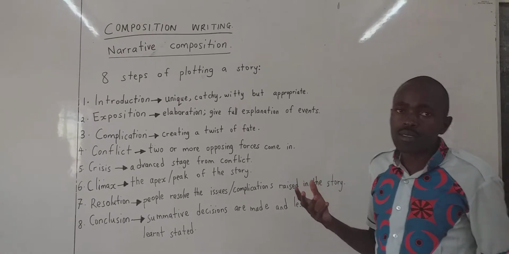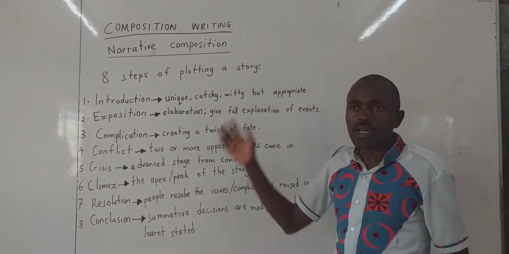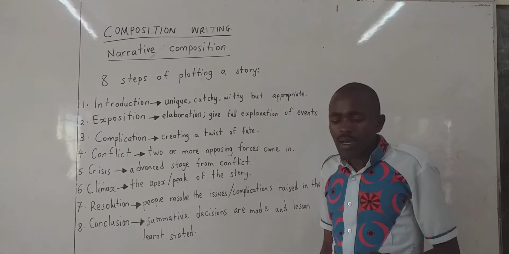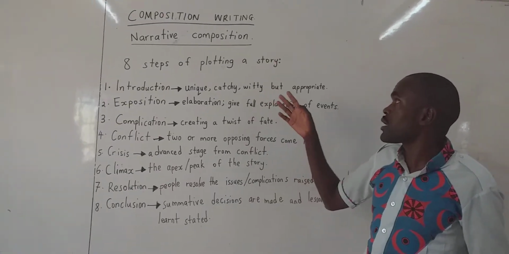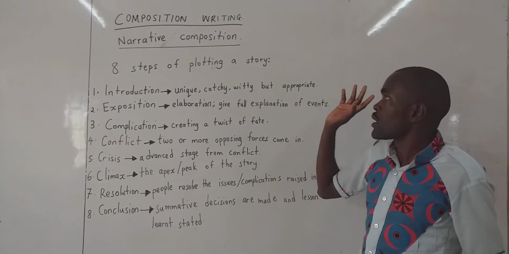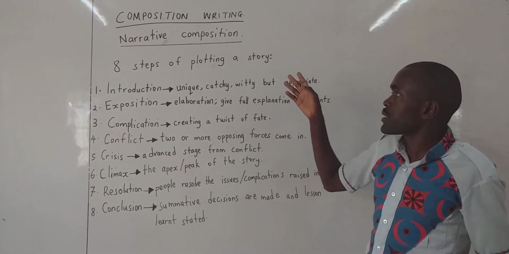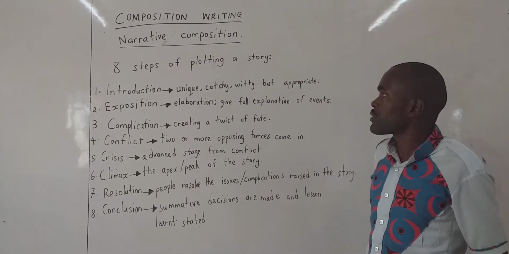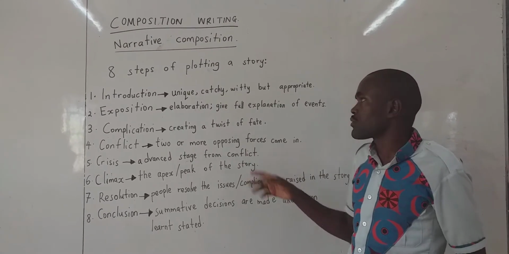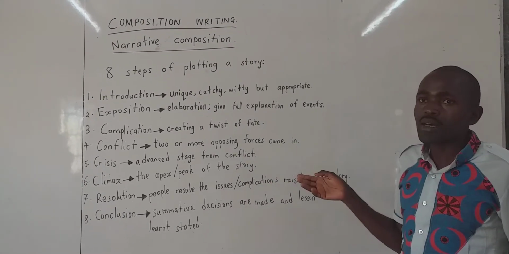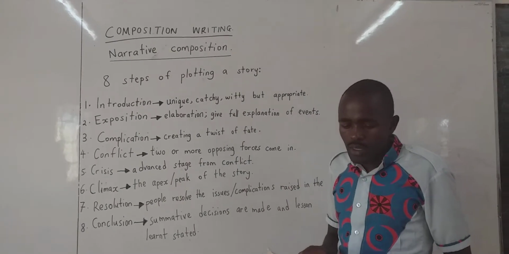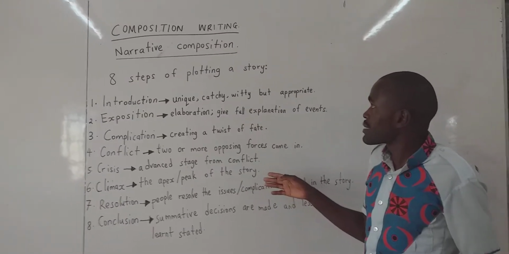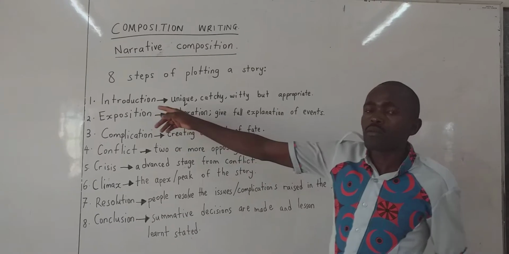So I have to start from narrative composition. This is just a started composition where they want you to write the story and finish it. Here in the narrative composition, you have to continue from the story that you've been given, the rubric that you've been given. Then let's now talk about the 8 steps of plotting the story. These are the 8 steps that you must have.